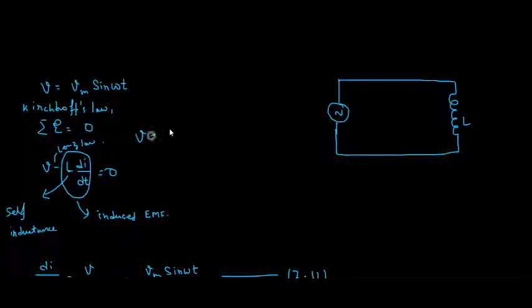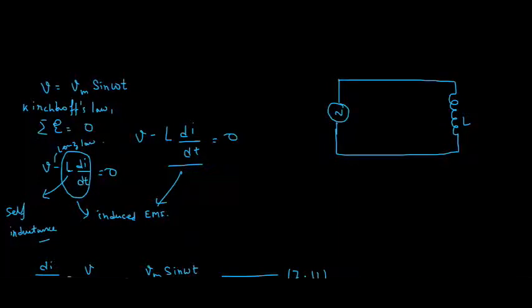V minus L di by dt is equal to 0. The second term is the induced EMF given by Faraday's law, and L is the self-inductance.